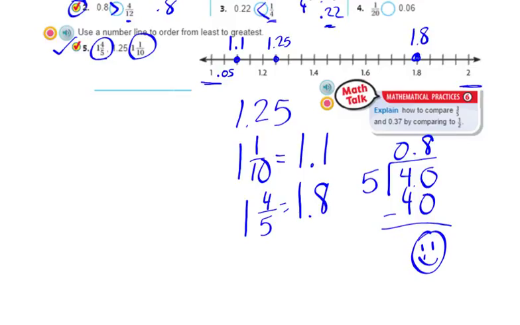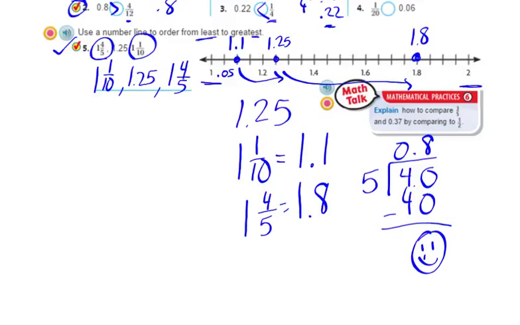Okay, so now if I'm ordering from least to greatest here, then the smallest value I have is on the left. So that's the 1.1. So I'm going to go ahead and put in the 1 1/10. I have to put my original amount. Don't forget that. My next value as I slide to the right here is 1.25, and that is an original, so I put that in there. And then I continue to slide to the right, and I get the 1.8, which was originally 1 4/5.